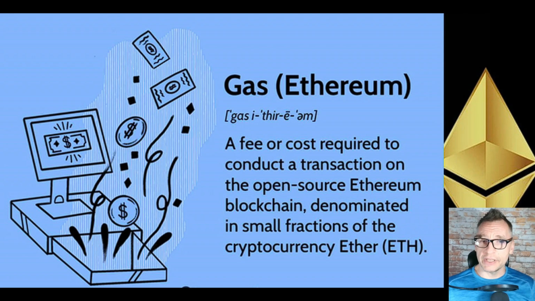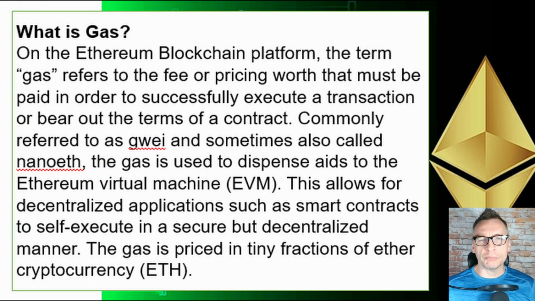Gas on Ethereum is a fee or cost required to conduct a transaction on the open source Ethereum blockchain, denominated in small fractions of the cryptocurrency Ether. What is gas? On the Ethereum blockchain platform, the term gas refers to the fee or pricing worth that must be paid in order to successfully execute a transaction or bear out the terms of a contract. Every time a transaction is conducted on Ethereum, there is a gas fee, which is calculated in GWei as well. That is the fee that needs to be paid in order to conduct a transaction.